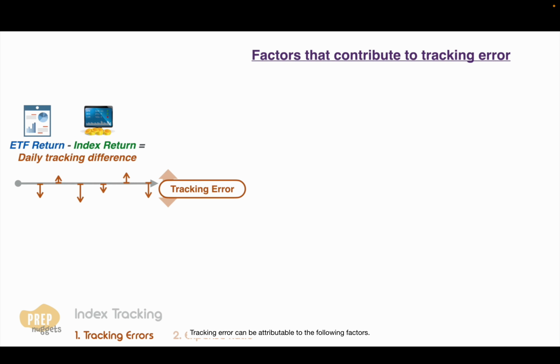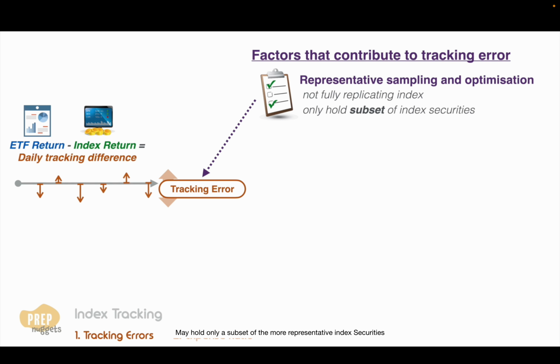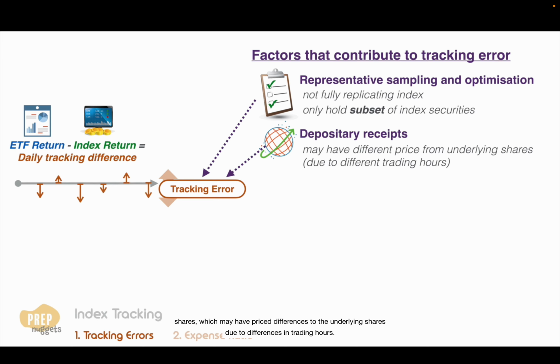Tracking error can be attributable to the following factors: representative sampling and optimization. Rather than fully replicating the index, some ETFs may hold only a subset of the more representative index securities to track the benchmark index. Some ETFs may hold depository receipts of foreign shares, which may have price differences to the underlying shares due to differences in trading hours. Also, some may invest in sector ETFs, which have their own tracking error.